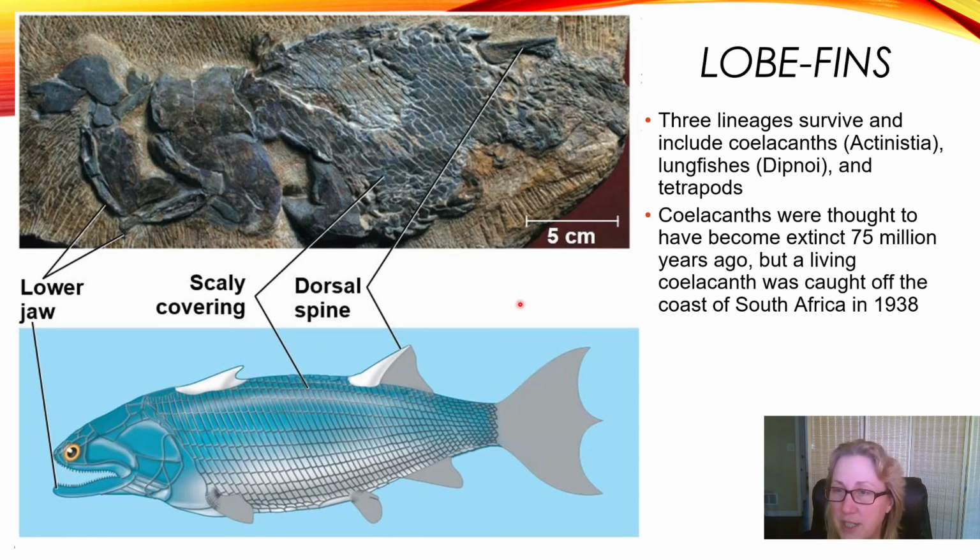But they're very interesting, and it turns out that now that we have their DNA, although they are lobe-finned fish, they're not as closely related to us as lungfish. And we will talk about that in the next video, the evolution of terrestrial vertebrates, or the tetrapods.